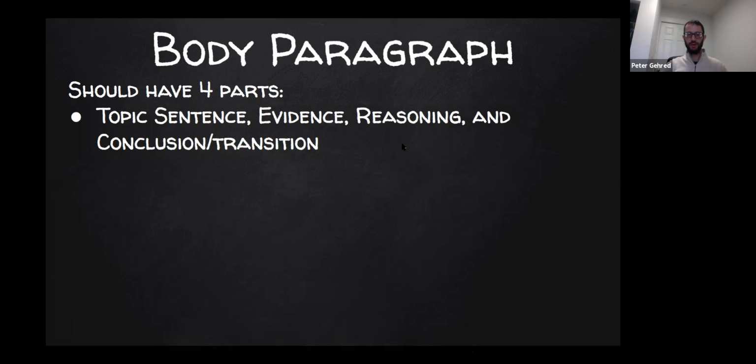How to do a body paragraph. So for the body paragraph, we'll do an overview. The body paragraph has a topic sentence, evidence, reasoning, and conclusion/transition. We've looked at things like this throughout, so this is in certain ways review. A little bit of review, a little bit of new stuff.